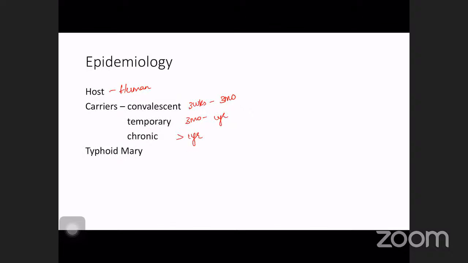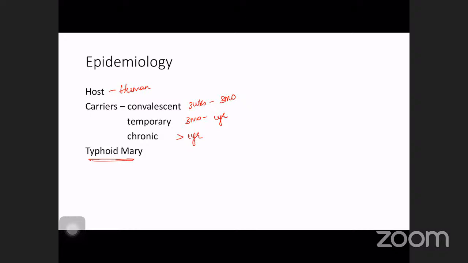Speaking about this carrier state, we cannot forget one term, typhoid Mary. Typhoid Mary was a New York cook who was spreading the infection unknowingly. People who came to her and ate the food made by her were getting typhoid. Once there was an outbreak, she would leave that place, go to another place and start cooking there, and again produce an outbreak. And that was continuing.